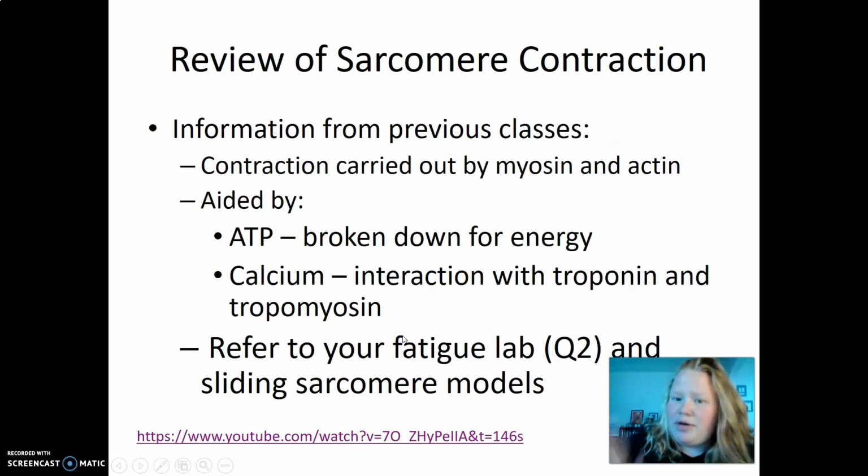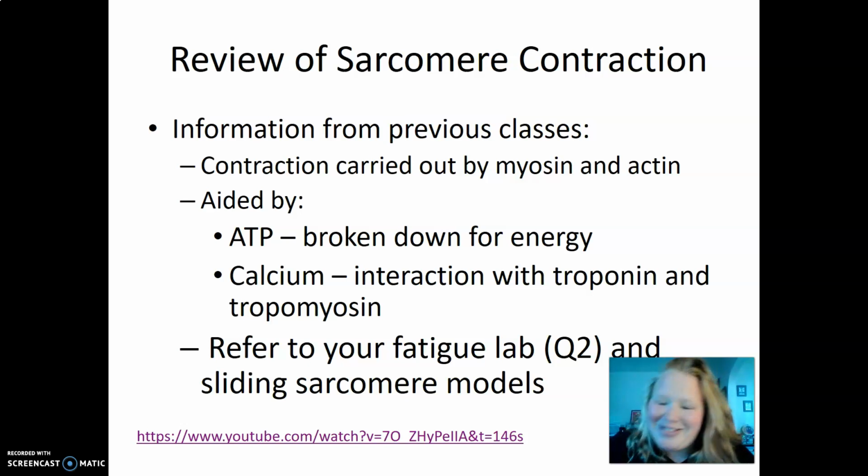Okay, so review of sarcomere contraction. This is from previous classes. We found out that contraction carried out by myosin and actin is aided by ATP, which is broken down for energy, and calcium, which interacts with troponin and tropomyosin in order to reveal those actin binding sites.